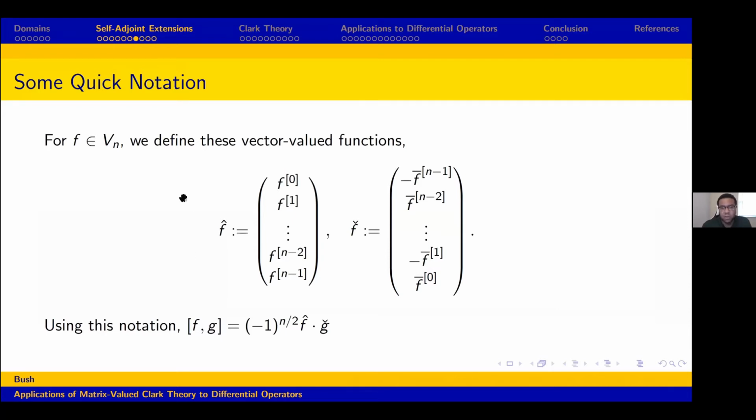Because this is a matrix valued theory, if I don't define some vector valued expressions, the slides are going to get really messy really quickly. So we're going to let f hat be the quasi derivatives from 0 to n minus 1 counting up. F check is going to be the quasi derivatives from n minus 1 to 0 counting down, all complex conjugate with negatives on the odd.